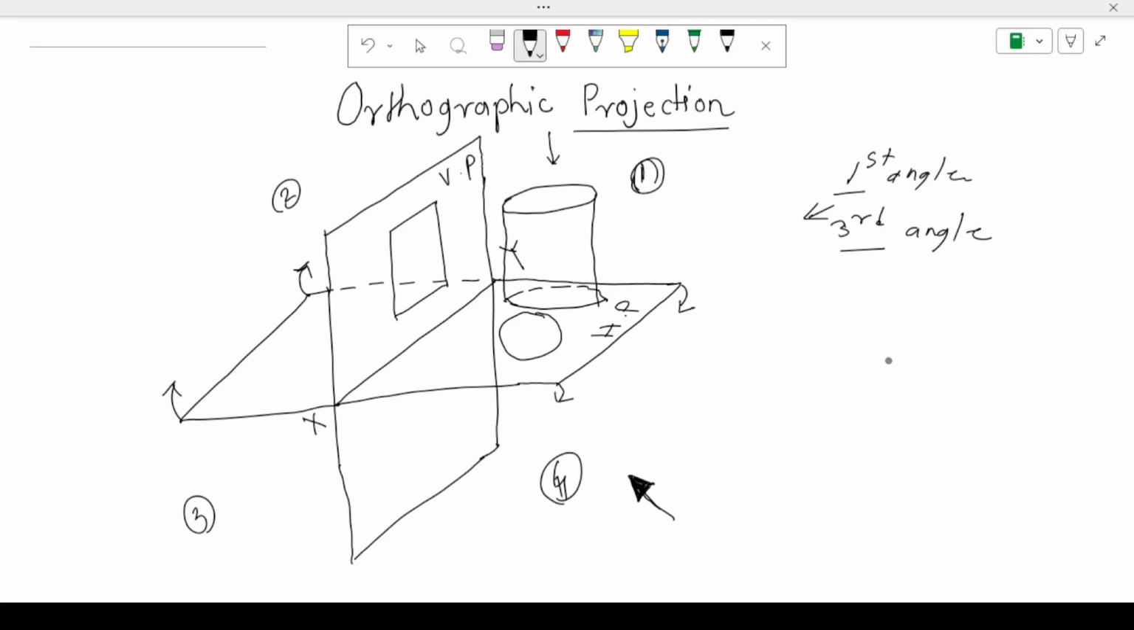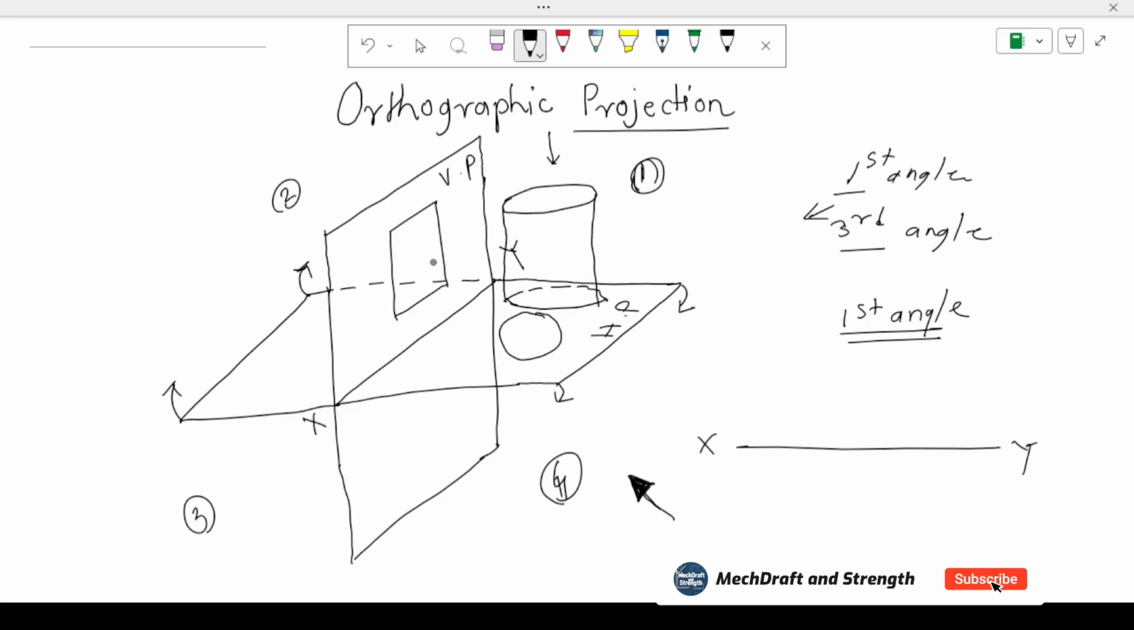So always remember in first angle projection, this is our XY line, or reference line. Our front view is always above the XY line. This is the front view, and our top view always comes below the XY line. And what about the right hand side view and left hand side view? For that we will see.